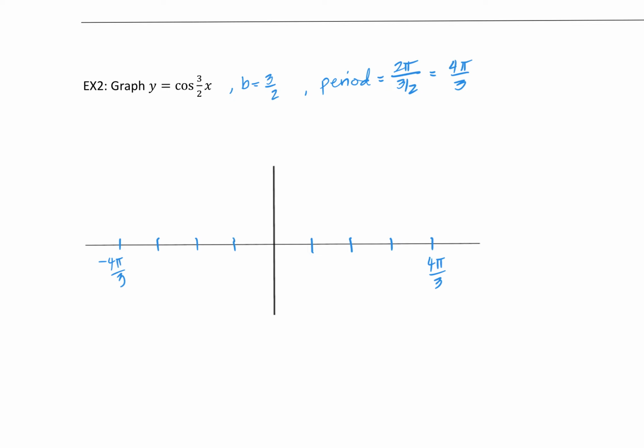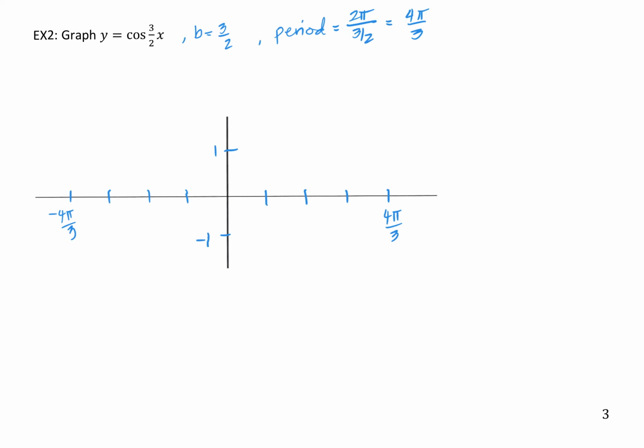The amplitude didn't change. I know it's going to be 1 and negative 1. But if it did change, I would just relabel it. If it was 2 times cosine of 3 halves x, I would just, instead of doing 1 negative 1, I would do 2 negative 2. So really easy. And remember, shape's not going to change. It's still going to start at 1, go down to 0, then negative 1, 0, positive 1. We just have to figure out what these other tick marks are.